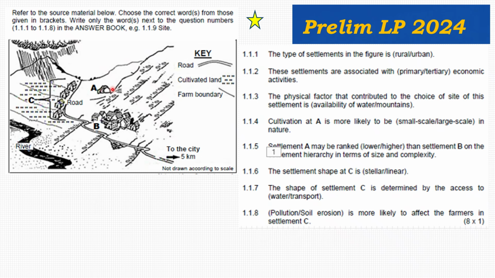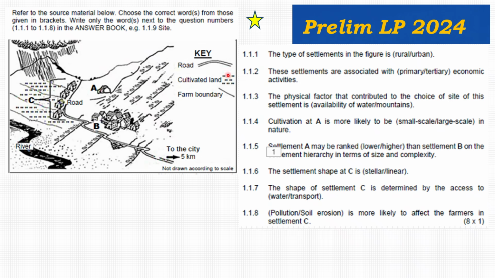Right on our source material, they are showing us that this symbol here is for the road. You see, there's a road here. If you don't follow a symbol, you might think it's a river. But because there's a key, a legend, we know that this is our road.